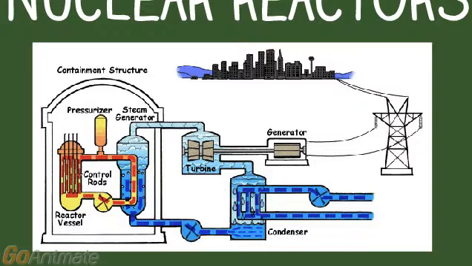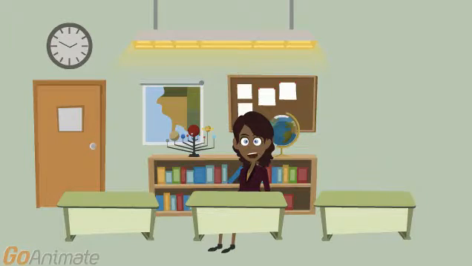This steam then flows through a turbine which powers a generator and creates electricity. The steam is then condensed and the water is reused in the generation process. Oh, okay. That makes sense. But what about that fission stuff?